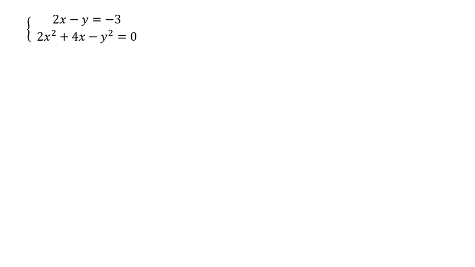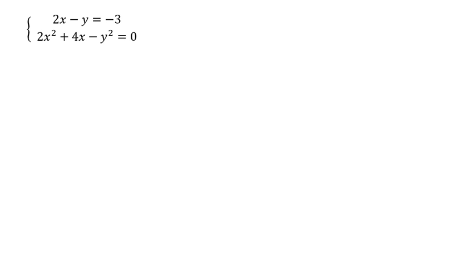In this video, we're going to be solving a system of equations. And as we solve this system, we're actually going to see that there are no solutions. So we have 2x minus y equals -3, and we have 2x squared plus 4x minus y squared equals 0.